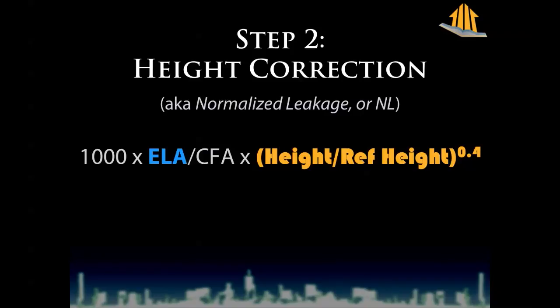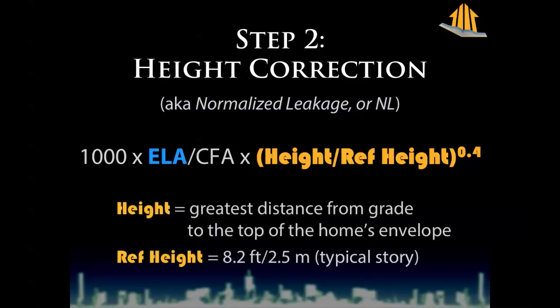So what we're going to do is take 1,000 times that ELA in square feet that we just found, divided by the conditioned floor area, again, that was from the first bit, times this orange bit right here. That's the height of the building, divided by the reference height, to the power of 0.4. That sounds like fun, right? So what we're going to do is the height is the greatest distance from the ground to the top of the home's envelope, and that is the top of the pressure boundary, not the top of the roof.